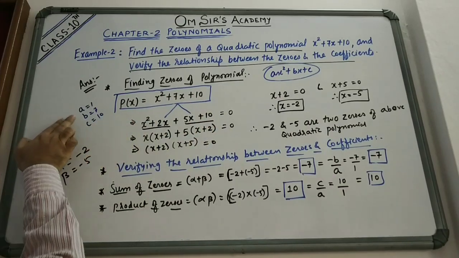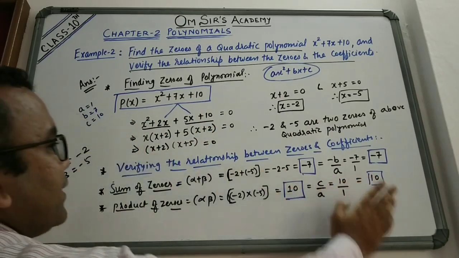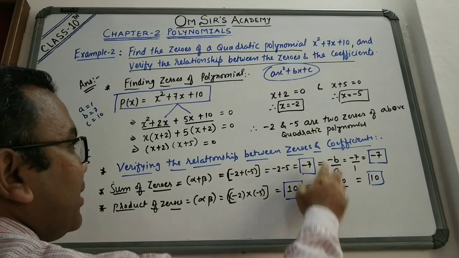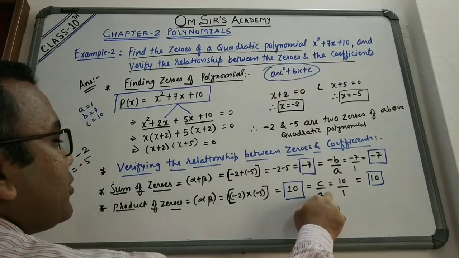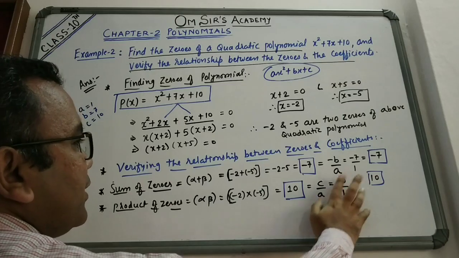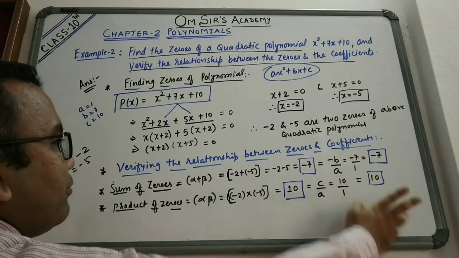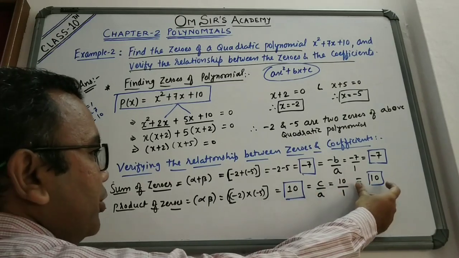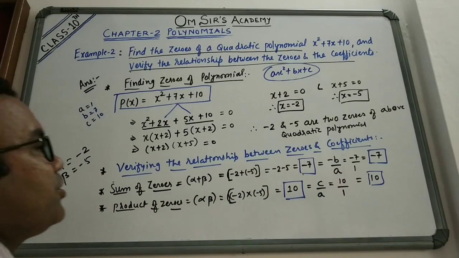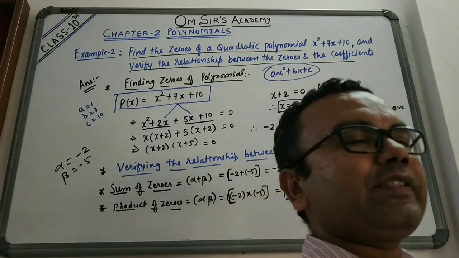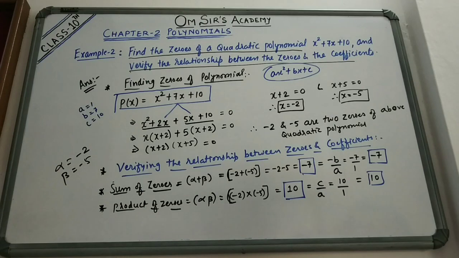So c upon a is what? 10 upon 1, which is equal to 10. So c was my constant term, upon a was the coefficient of x square. This also you have to write and it is equal to 10. So here 10 is equal to 10. So your relationship between the zeros and coefficients is verified. So hope you understood these sums, friends. It was very easy. Now we move to the next example of textbook.